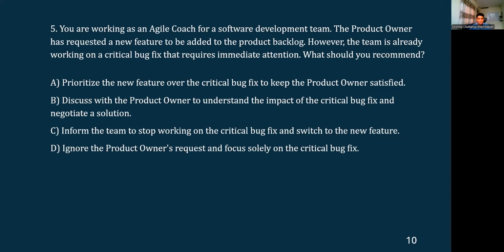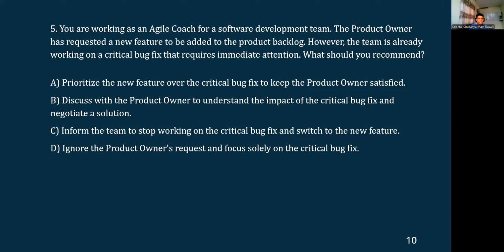Looking at the next one, discuss with the product owner to understand the impact of the critical bug fix and negotiate a solution. This could be the right approach because it opens up a discussion, a forum wherein the product owner and the team can understand what should be considered a priority and what should be done first. They can come to a common consensus. So that could be a probable answer, but we'll fix this after going through the rest of the options as well.